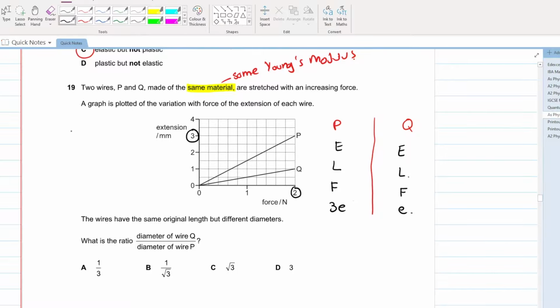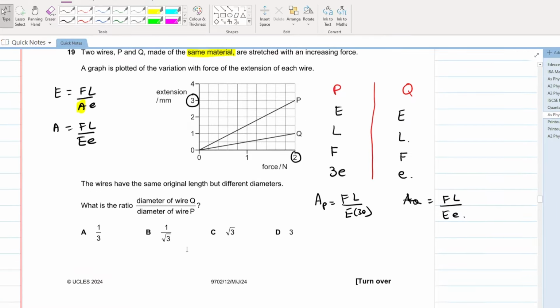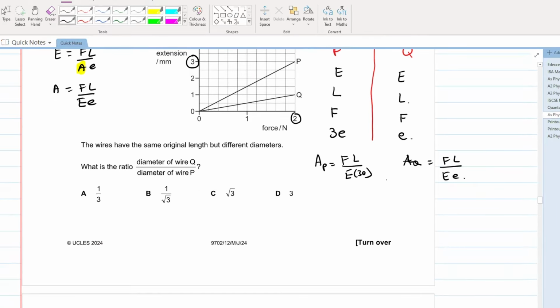Now, do you remember the formula of Young's modulus? E is equal to FL over Ae. Can you make area the subject here? Yes, area is equal to FL over capital E small e. Can you calculate the area of P? Yeah, area of P is equal to FL over E and 3e. Can you calculate the area of Q? Yeah, very easy to calculate the area of Q. FL over E and small e.